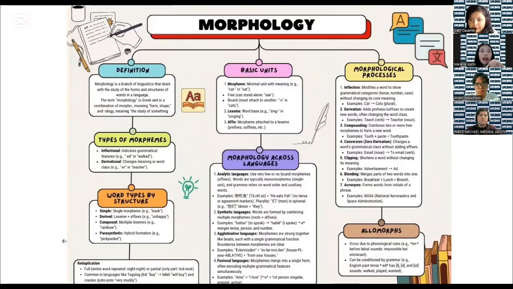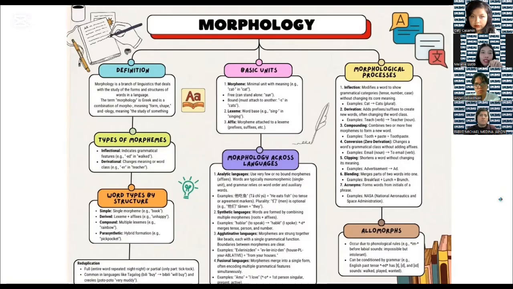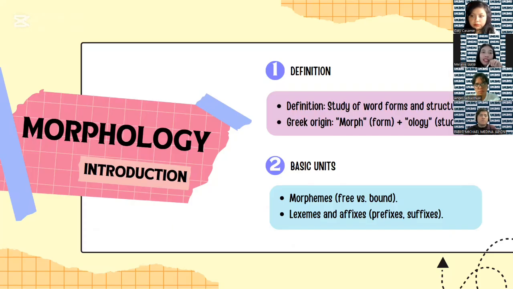Thank you. My name is Melanie Lucio, and my topic is morphology. Definition. Morphology is a branch of linguistics that deals with the study of the form and structure of words in a language. The term morphology is Greek and is a combination of morph, meaning form or shape, and ology, meaning the study of something. Basic units are morpheme, lexeme, and affix.